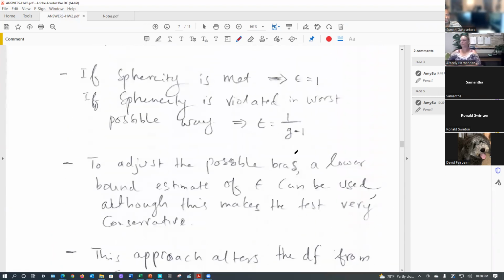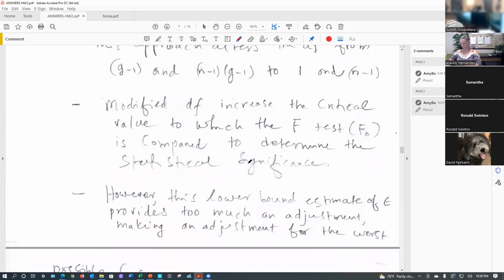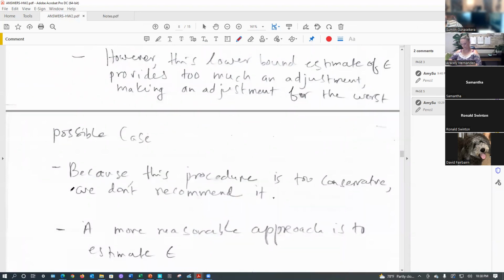They say go to the lower bound one. If you do the adjustment to make the sphericity met, you have to make this one 1. In order to make this one 1, you have to substitute g minus 1 with 1. If it is 1, then your degrees of freedom are going to change to 1 to this one. That's not good, because this lower bound estimate of epsilon provides too much adjustment. That's why they say, because this procedure is too conservative, we don't recommend it.